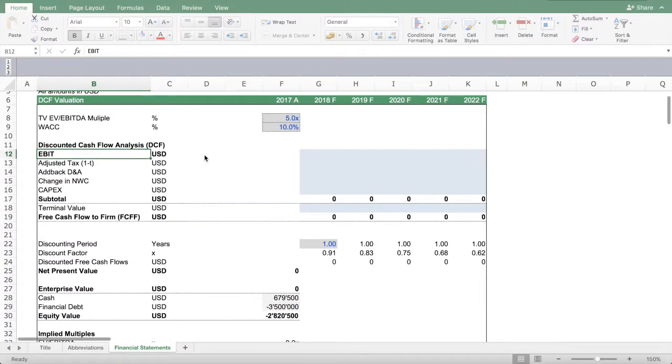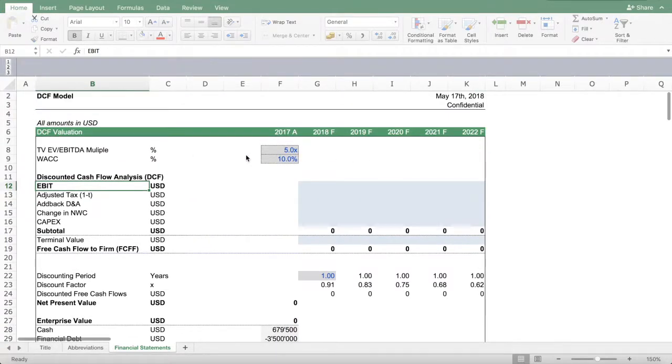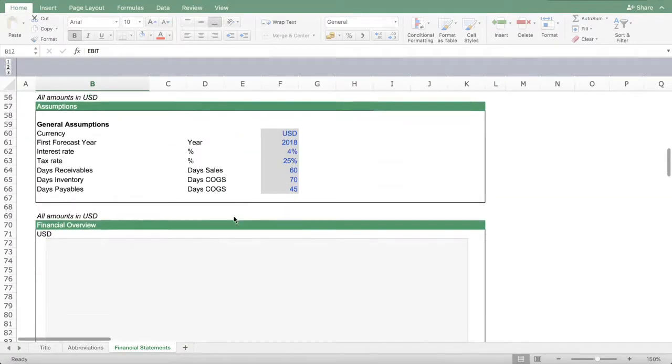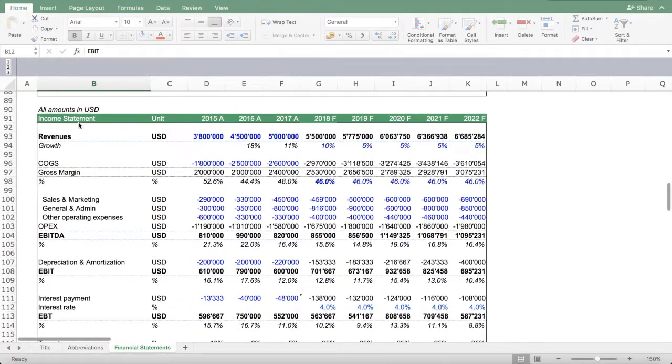A DCF model is a spreadsheet where you use the discounted cash flow analysis to value a company or an asset. In this case, we want to value a company, and what you need is a forecast of minimum 5 years for this company, which basically I have already prepared.